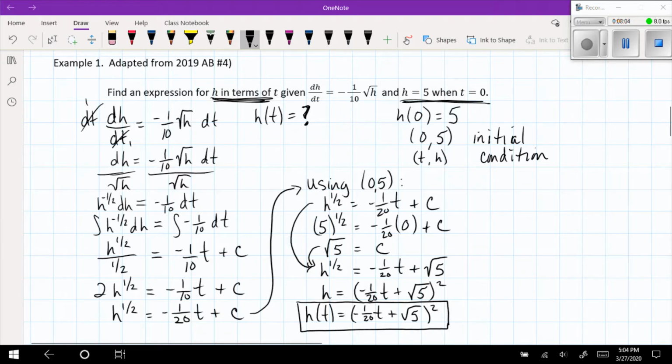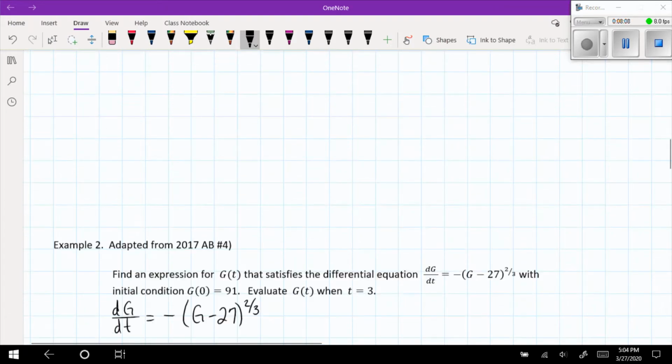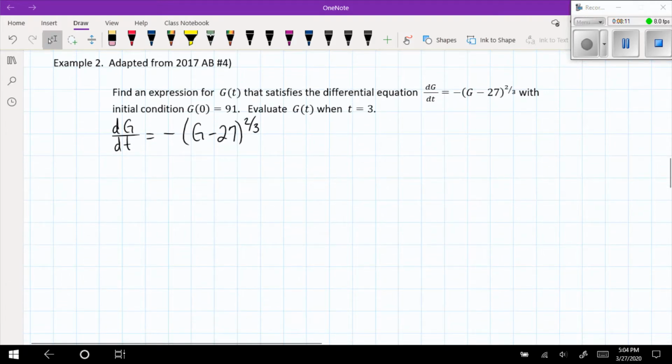Okay, so much for that. That didn't hurt too bad, right? Let's move on to example 2. Example 2 is here. Find an expression for g of t that satisfies the differential equation dg dt is equal to negative g minus 27 to the 2/3 with the initial condition that g of 0 equals 91. Evaluate g of t at t equals 3. So we have one extra step here. I do have the initial condition that g of 0 equals 91, so that'll mean when t equals 0, my g is 91.